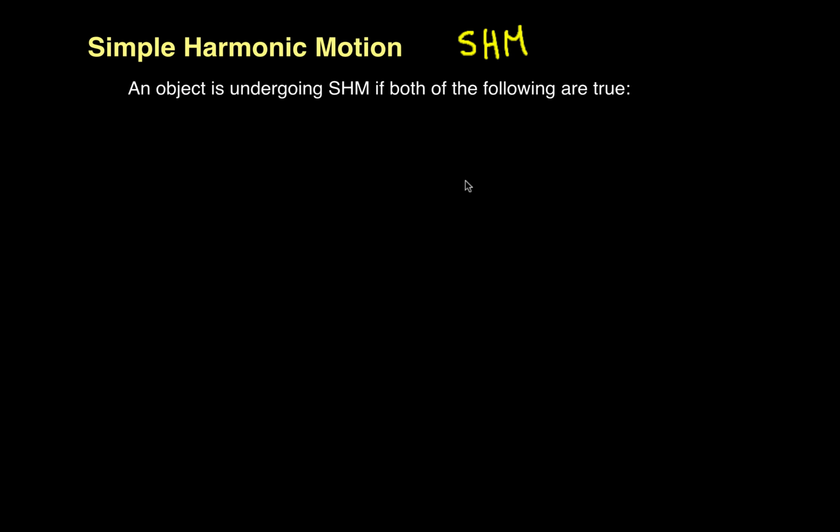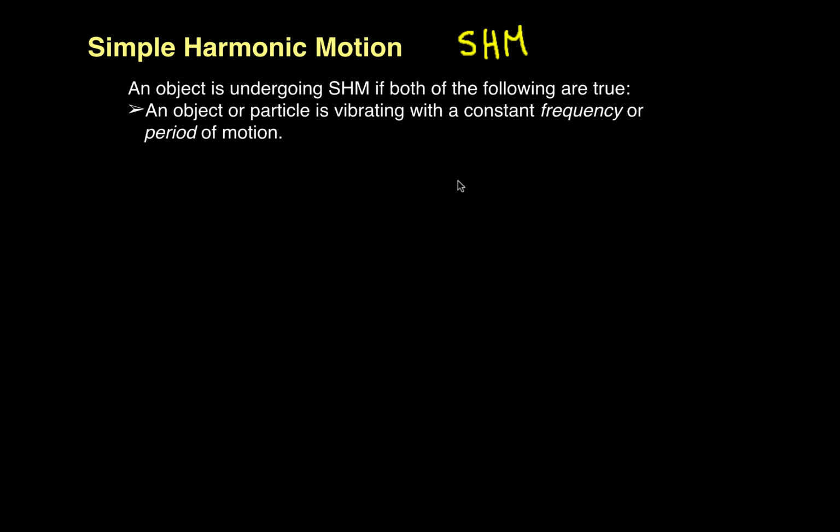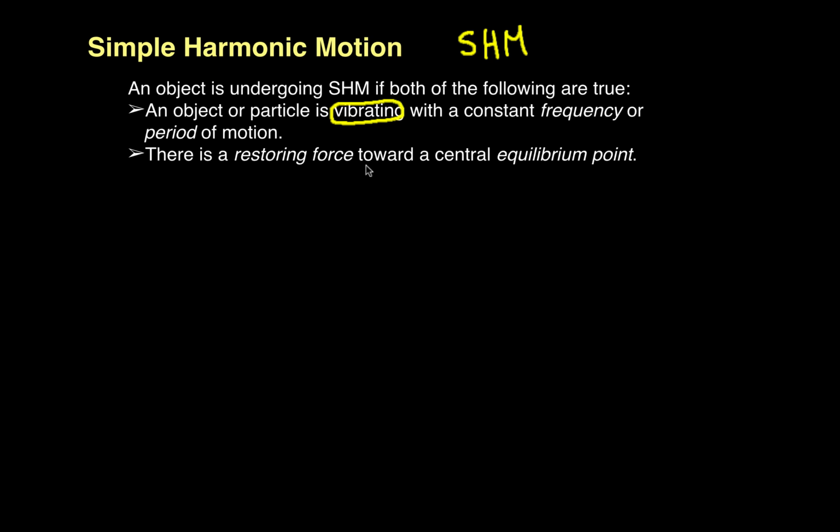An object undergoes simple harmonic motion if both of the following are true. The object or particle is vibrating with a constant frequency or period of motion. This means it's going back and forth in some kind of way.